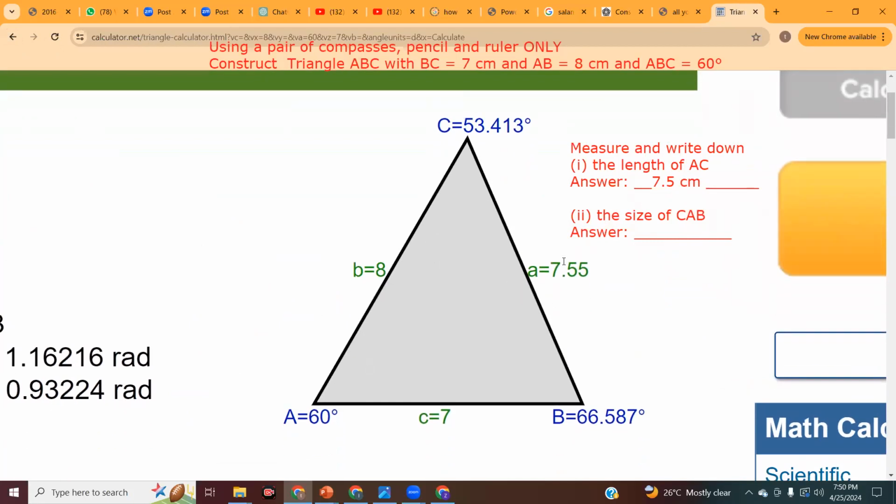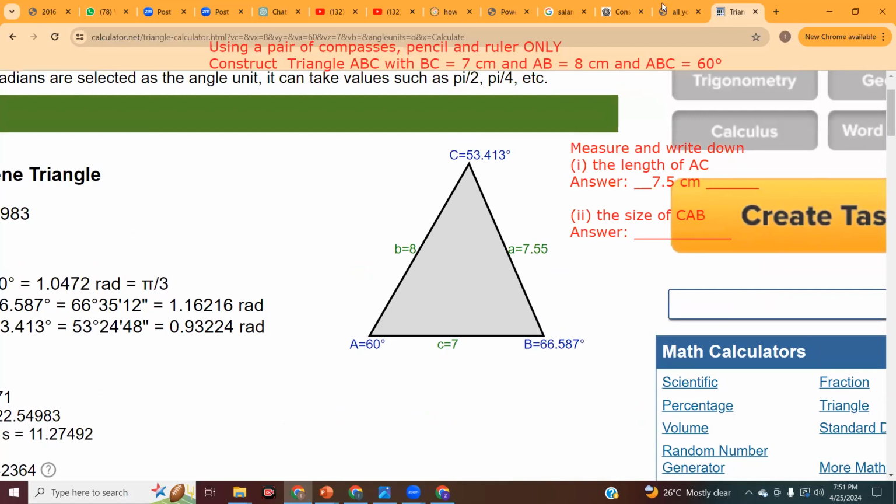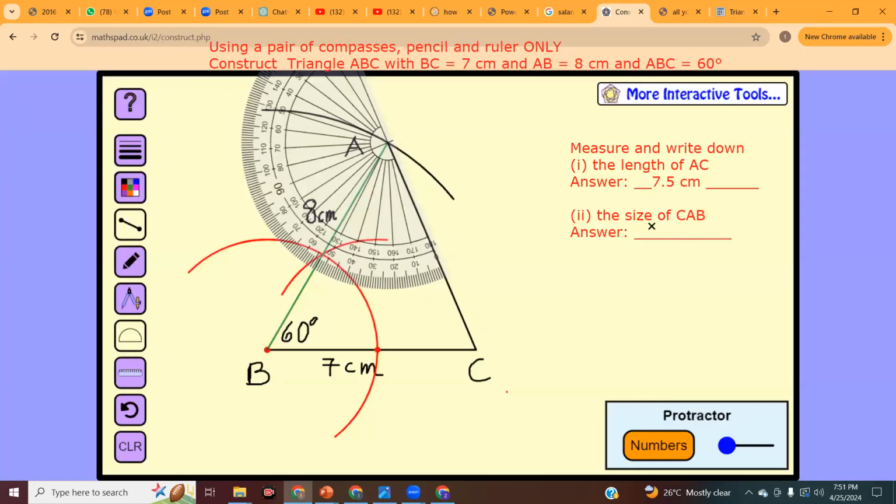And 7.5 is actually 7.6, to be honest, because if you round it to the nearest whole number, that'd be 7.6. So 7.6 is the real answer. Between 7.6, 7.5 will work. This one, 53 is also the answer. Okay, good, cool. So the answer for CAB is going to be 53. So we were right for that one. So it's going to be 53 degrees.